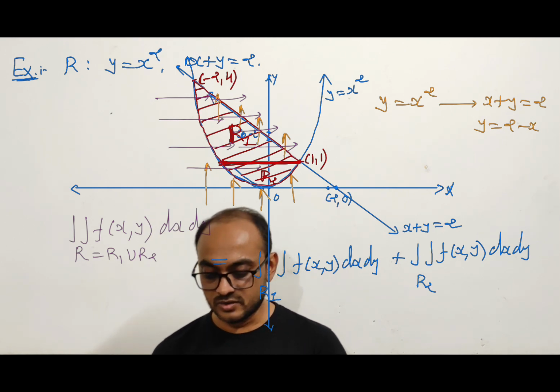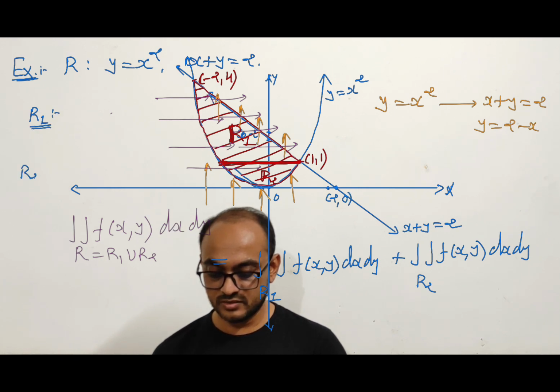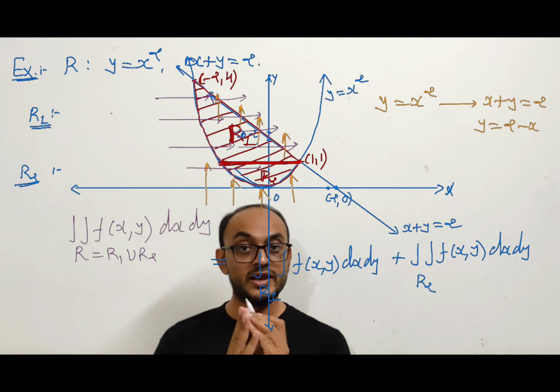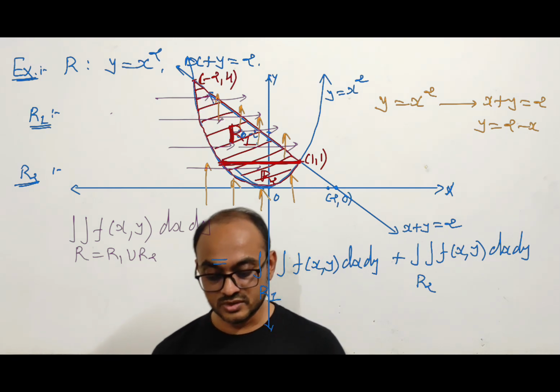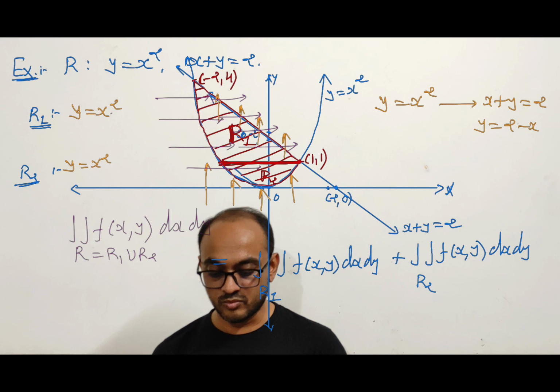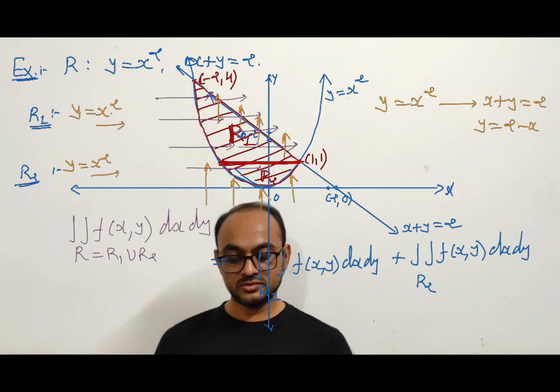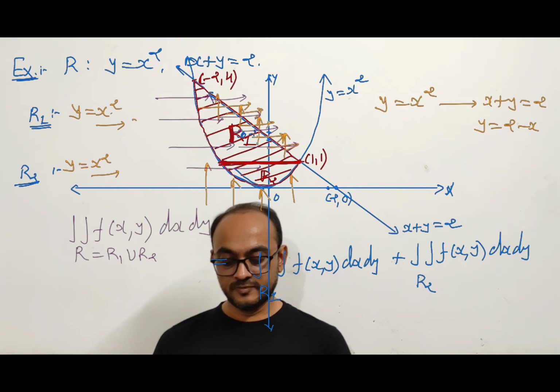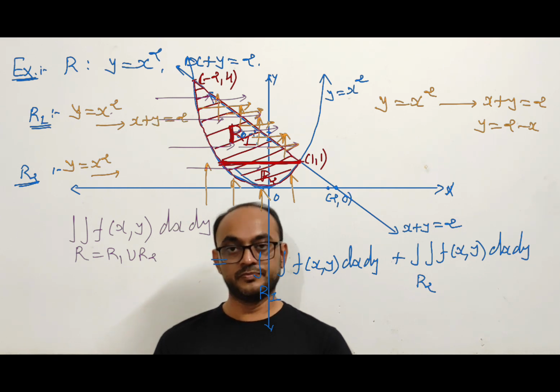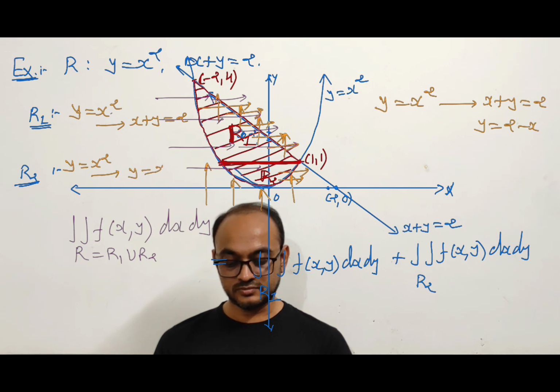Right. So I am writing for the region R1 and for the region R2. I am writing only entry and exit. For both the curves, the entry is y is equal to x square and y is equal to x square. We are moving into the region. Now in R1, we exit from the curve x plus y equal to 2. And here we are exiting from the same curve y is equal to x square.